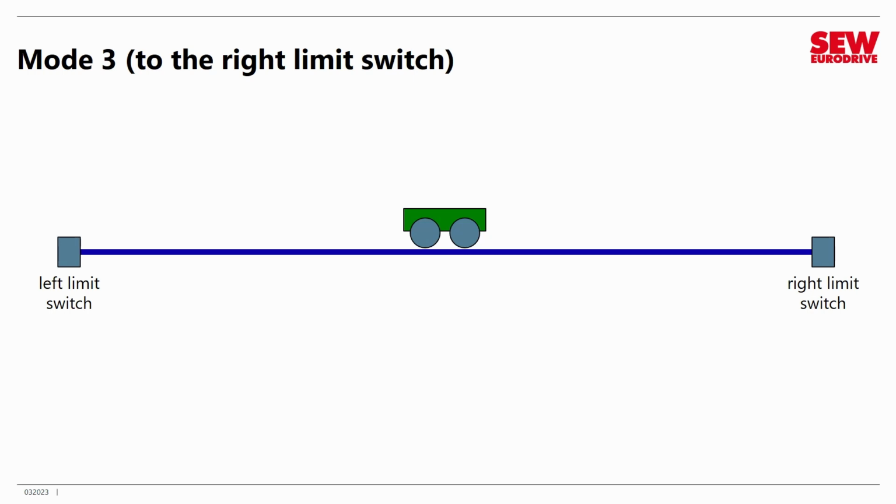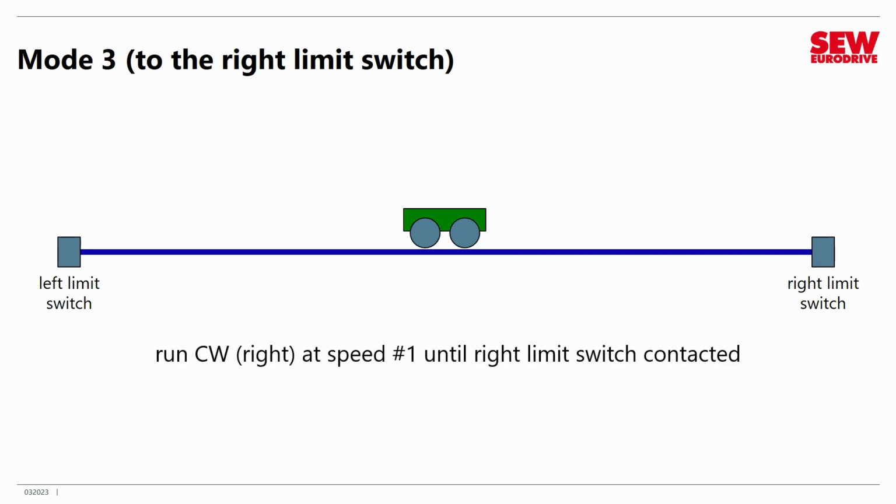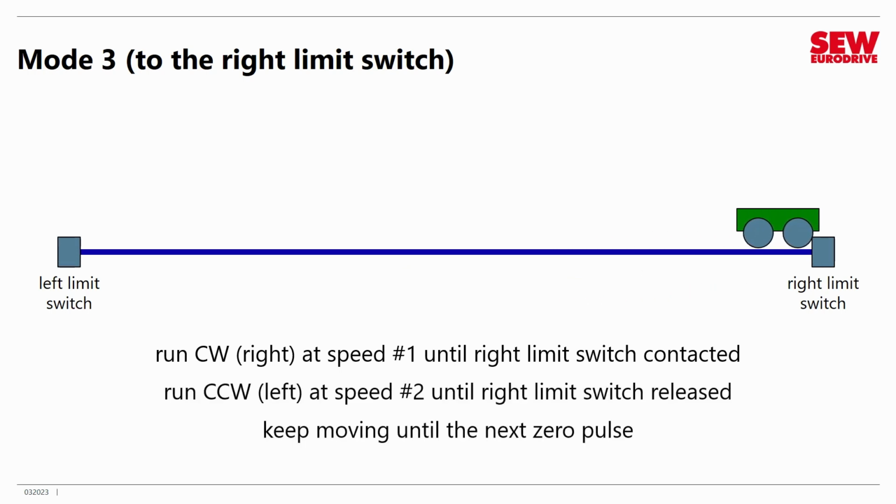Mode 3, you travel to the right limit switch. You move right, clockwise, at the higher speed until you touch the limit switch. Then you move off it to the left at the slower speed just until it releases, and you keep moving until the next zero pulse. So this one always uses the zero pulse. It moves off it, waits for the zero pulse, and then says, I'm referenced.